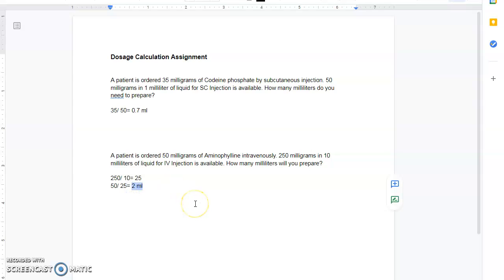Hope this helps. If not, you need this for your dosage calculation test, but I hope this helped you. If not, reach out to me when you're in class.